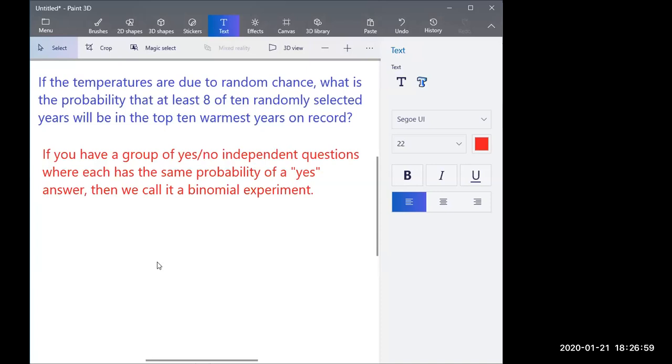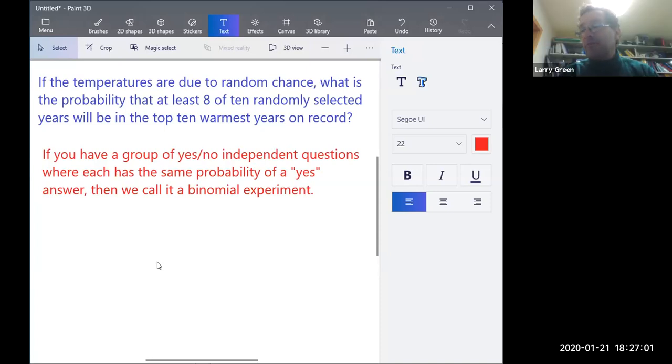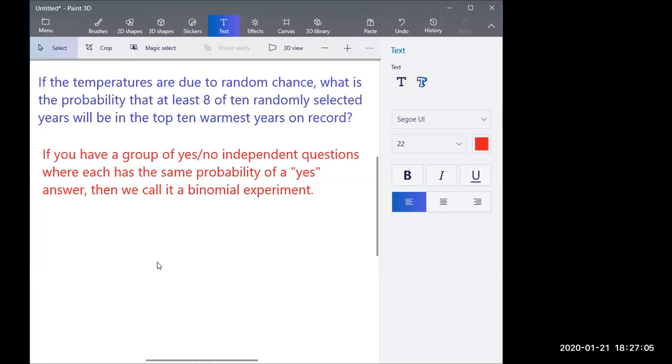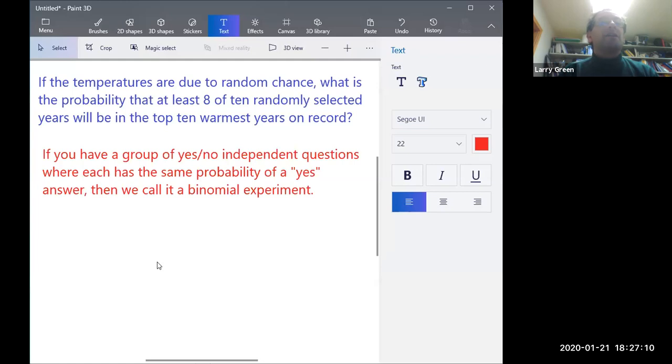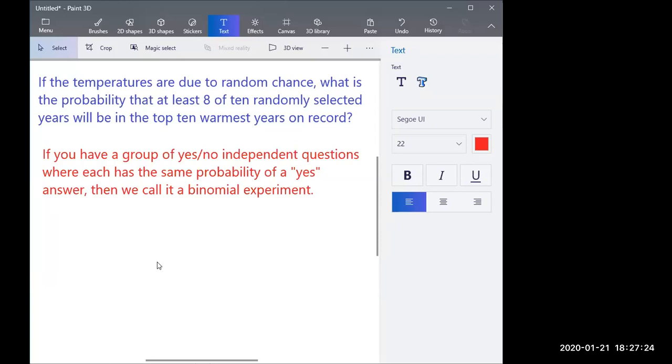So we're in the case of a binomial experiment with those assumptions because it's a bunch of yes-no questions, right? Each year we're asking and it's yes or no, and each year has the same chance of being in the top 10 warmest years, given that people have nothing to do with climate. So the question is, given that people have nothing to do with climate, what is this probability?